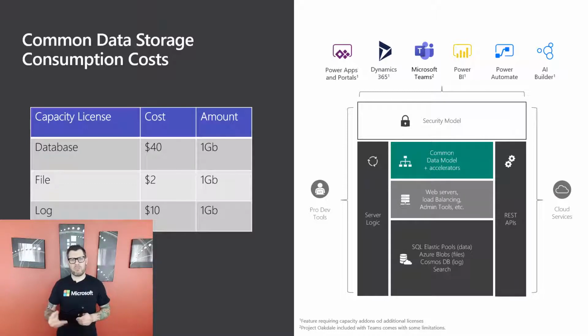Capacity is broken down into 3 areas. You've got your database capacity, which is effectively your relational structure, and that's $40 per gig per month. You've got your file capacity, which is $2 per gig per month, and then you've got your log capacity, which is $10 per gig per month. It's really awesome that they've split this out. The reason I say that is because imagine it was all lumped together and you were uploading videos into the CDS, and that was charged at $40 per gig per month. Whew, you're going to be paying lots of money. So it's awesome that they've done that.